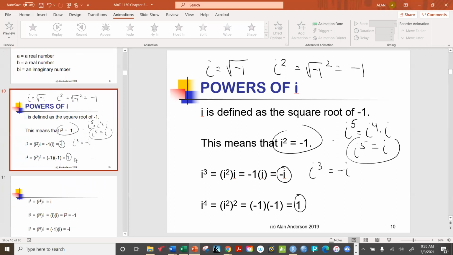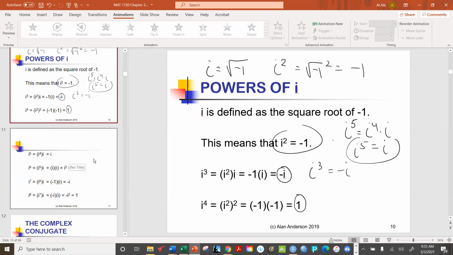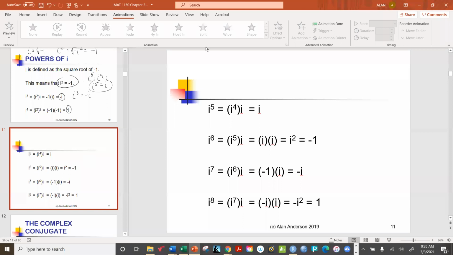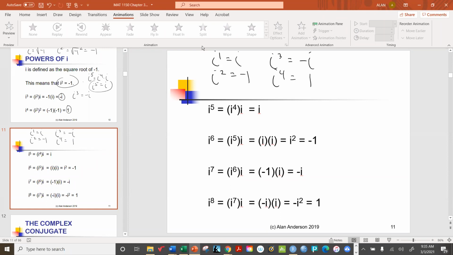All right, so let me show you. Let's repeat all this. We have i to the first equals i, i squared is negative 1, i cubed is positive 1. No, it's not. Sorry, it's negative i. What am I saying? i to the fourth is positive 1. And then if you look at these carefully, we start all over again. i to the fifth is i to the first. i to the sixth is simply i squared. i to the seventh is i to the third power.